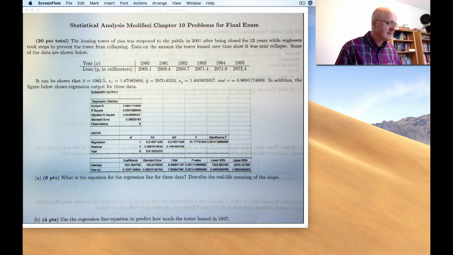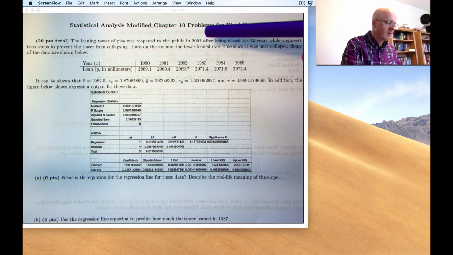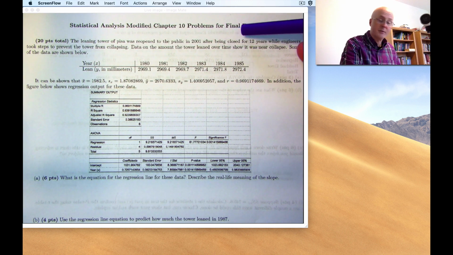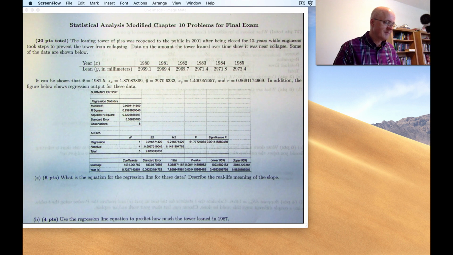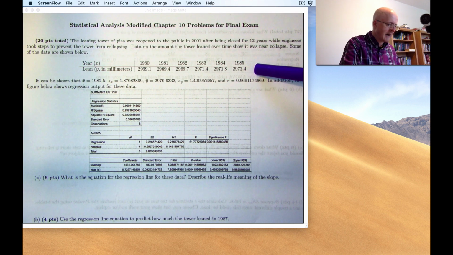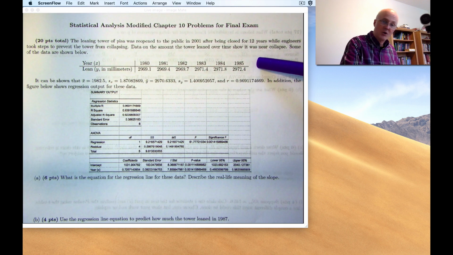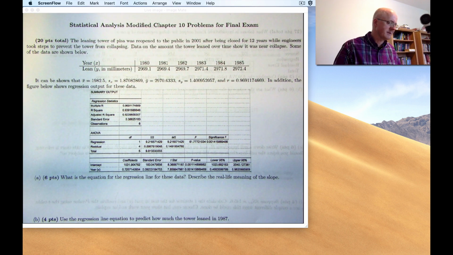The problem says the Leaning Tower of Pisa was reopened to the public in 2001 after being closed for 12 years because it was in danger of collapsing. Some engineers took steps to prevent that. Data from way back in the 1980s show the amount of lean in the tower in millimeters in terms of the year. These were evidently actual measurements. Actually, I modified these numbers a little bit to not be the exact numbers.